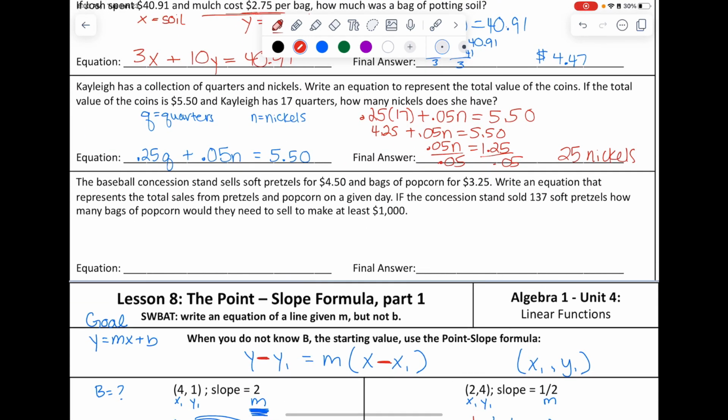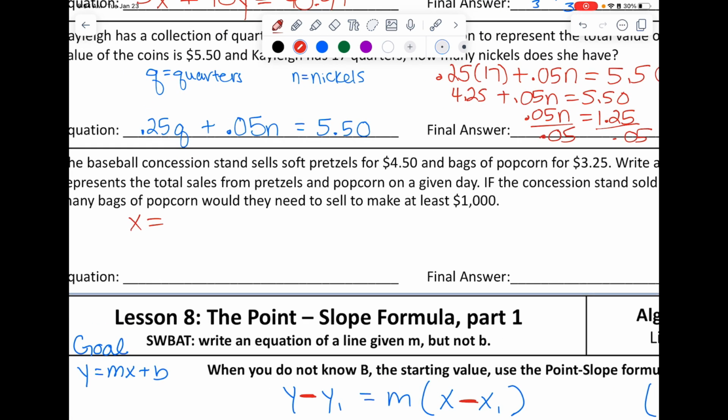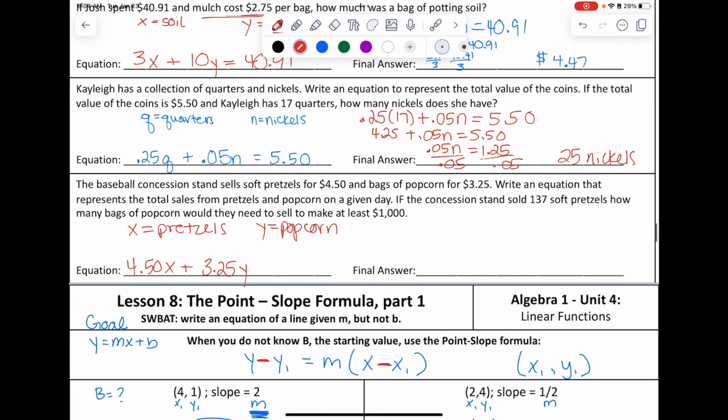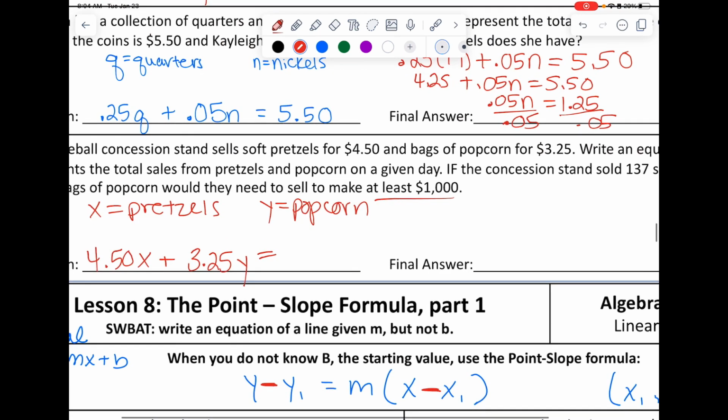The baseball concession stand sells soft pretzels for $4.50 and bags of popcorn for $3.25. If you want to use X and Y, that's fine. I mean, P for pretzel, P for popcorn. You can't do that. We would have 4.50X plus 3.25Y is equal to at least $1,000.